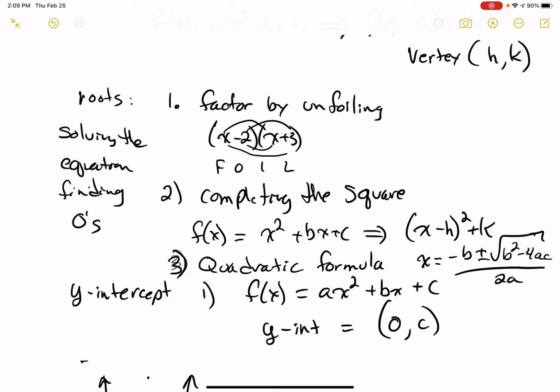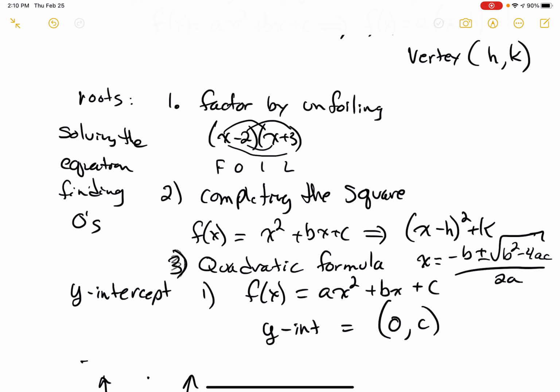Now, the second technique for finding the roots is this completing the square technique that we used before. You can use this completing the square to factor it out. You get into this form, and then you can take the square root of both sides and solve for x. Okay? This is probably the harder of the techniques that we can use.